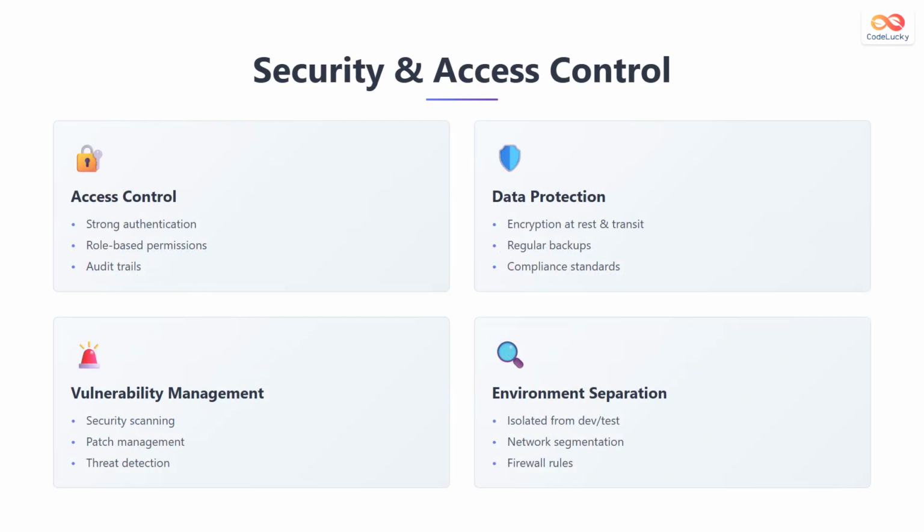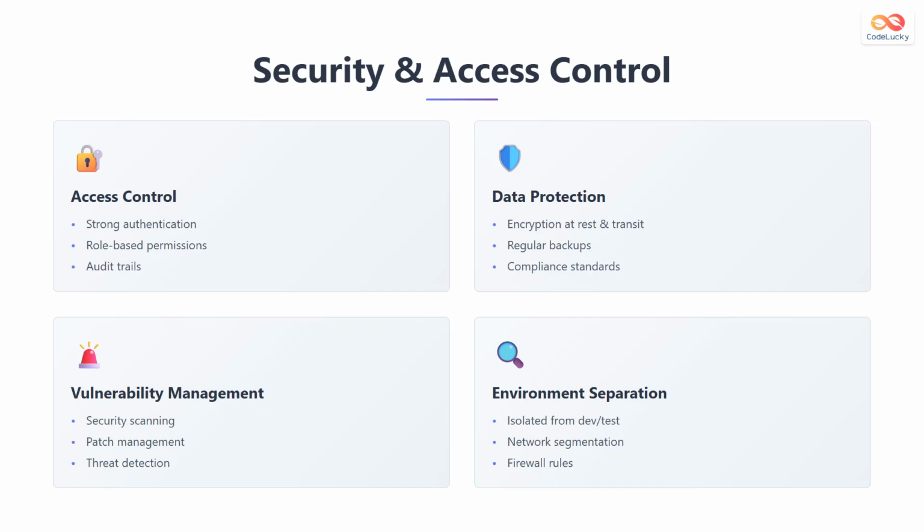Security in production environments operates on four levels. First, access control ensures only the right people can access the system. This means strong authentication methods, role-based permissions so people only access what they need, and audit trails that record every action. Second, data protection uses encryption to secure data both when it's stored and when it travels across networks.